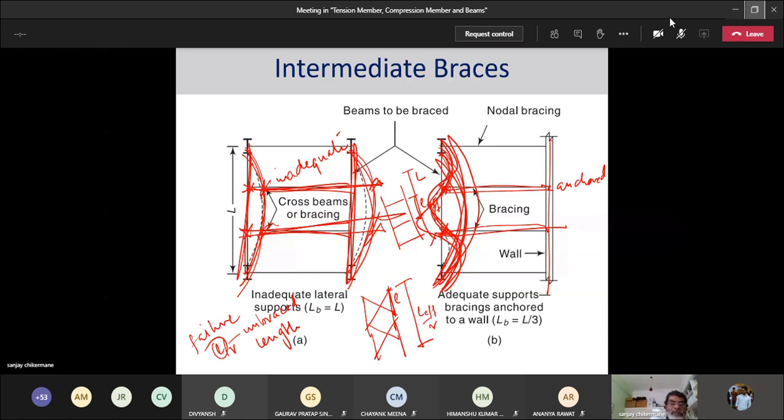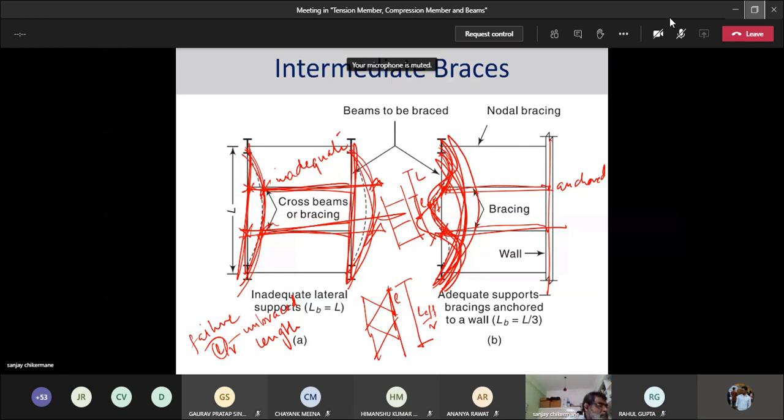Yes, sir. So which is why we can say that this is an adequate bracing and this is not an adequate bracing. Got it, sir. Okay.